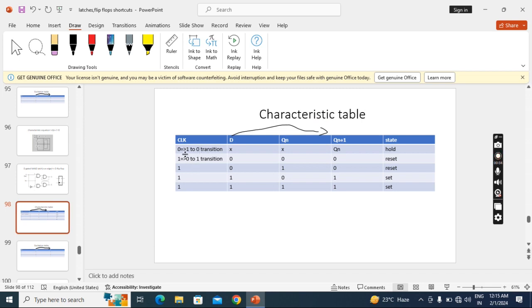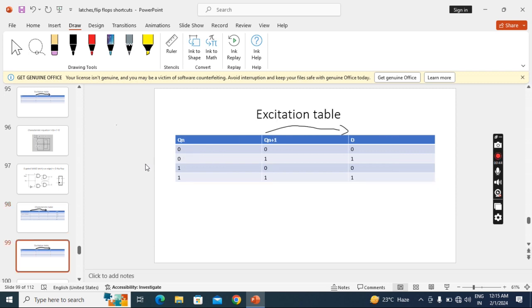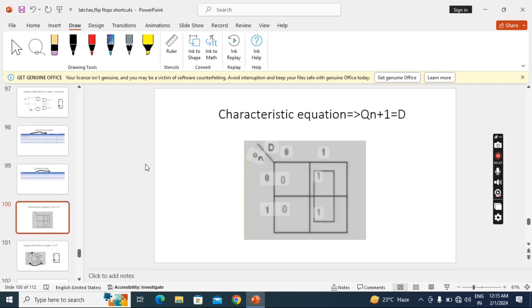Here 0 means it is working during 1 to 0 transition. Here 1 means it is working during 0 to 1 transition. Remaining everything same. Excitation table same as latch. Characteristic equation also same as latch.